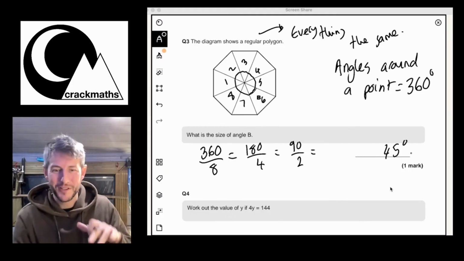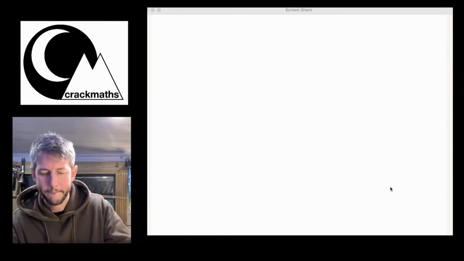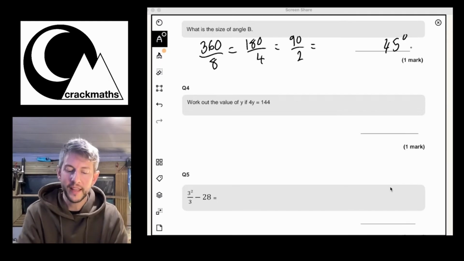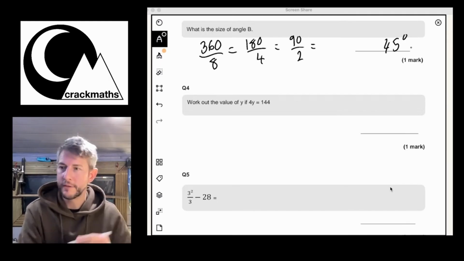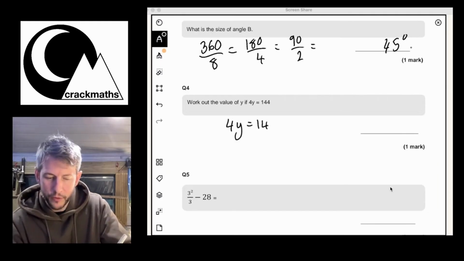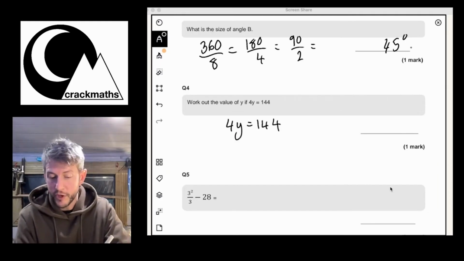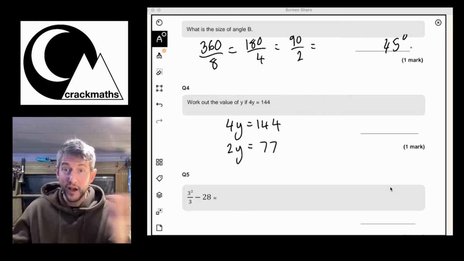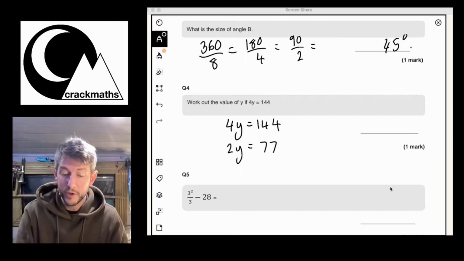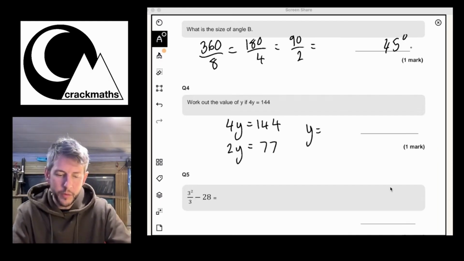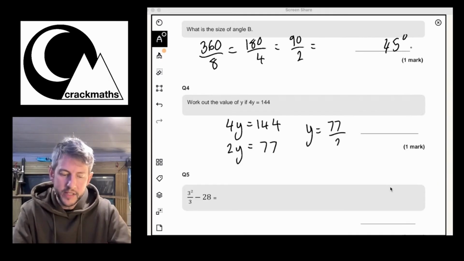Right, question 4. Question 4 says, work out the value of y if 4y equals 144. So if I've got here 4y equals 144, well, I can do 2y equals 77 because I've just halved both sides. This is kind of like direct proportion here. And so if 2y equals 77, y is going to equal 77 divided by 2.